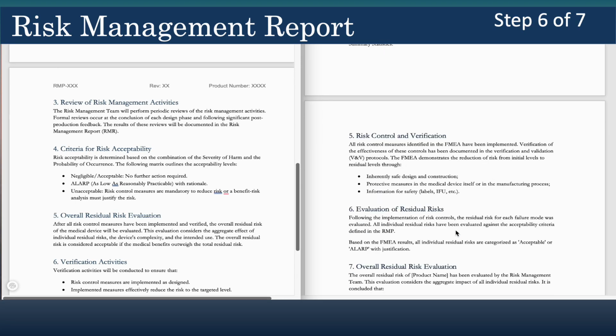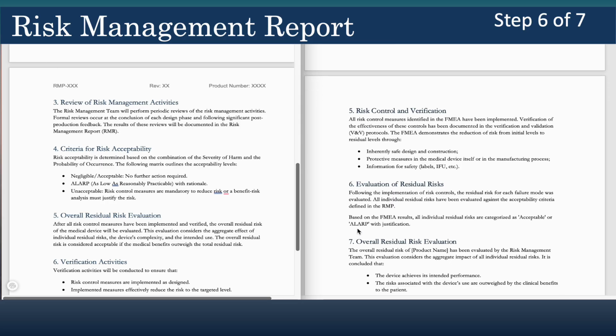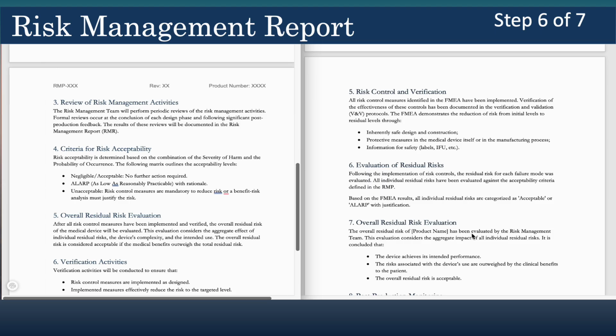Final evaluation of residual risks. So if you had any risks left, what did you do with those? So you conclude right here, you put a summary of what it is that you have done with the residual risks. Okay. Based on the FMEA results, all individual residual risks are categorized as acceptable or ALARP with justification that we discussed earlier. As low as reasonably practicable. That's the statement or the wording that they use, okay, in that standard.